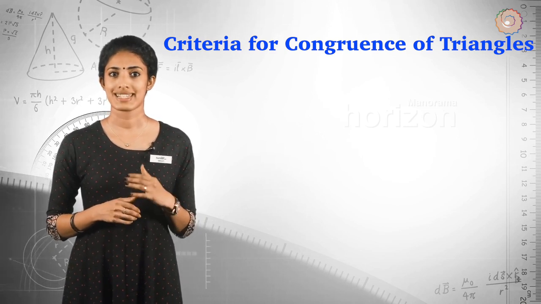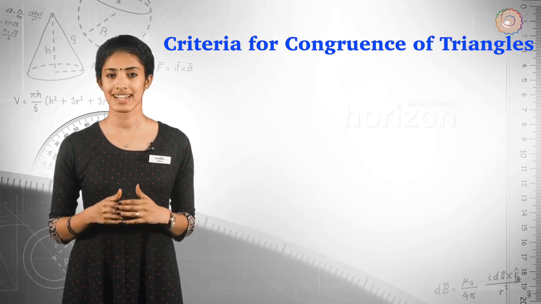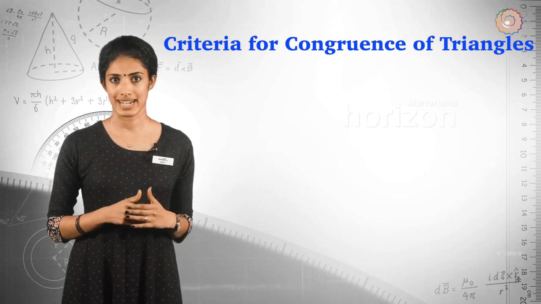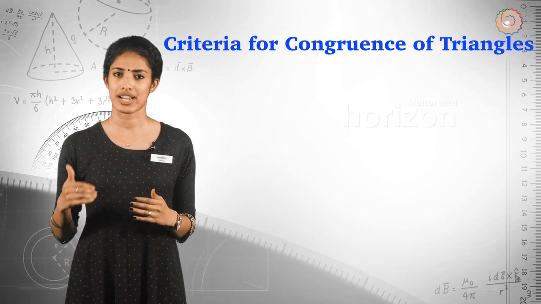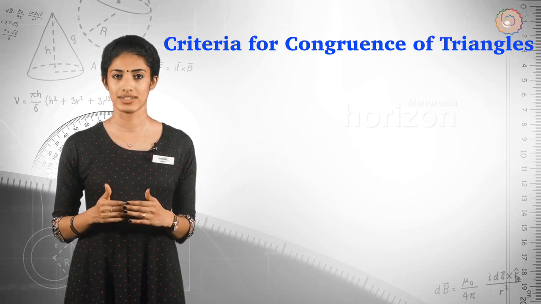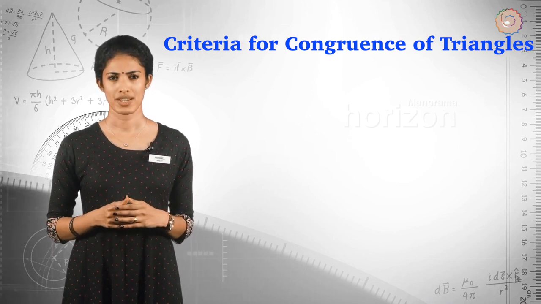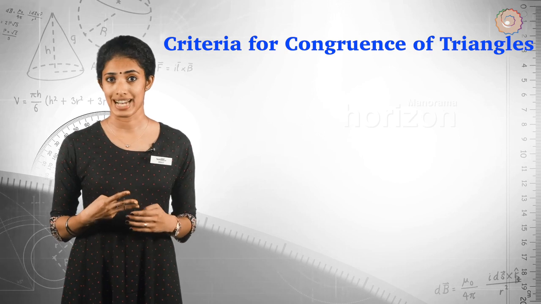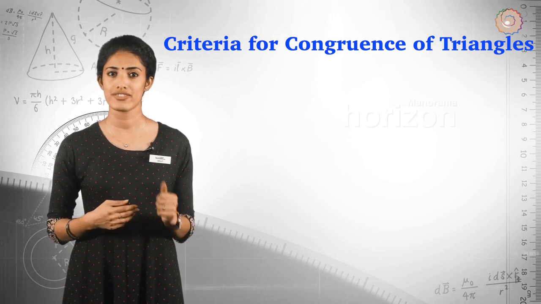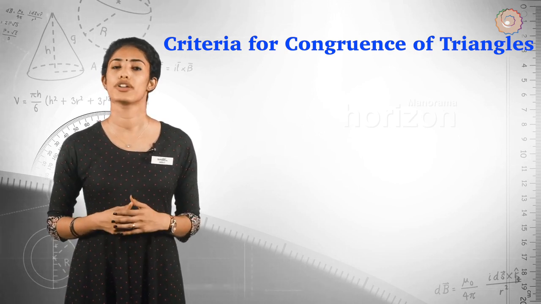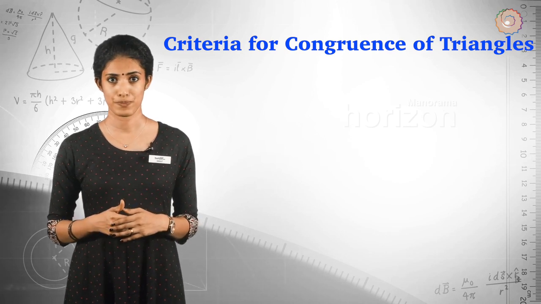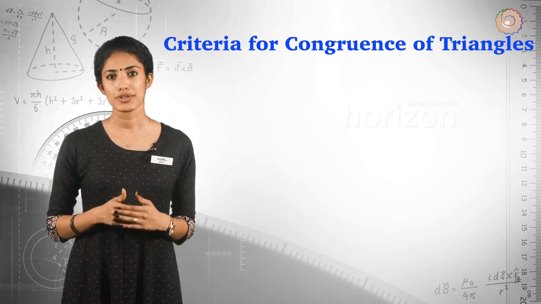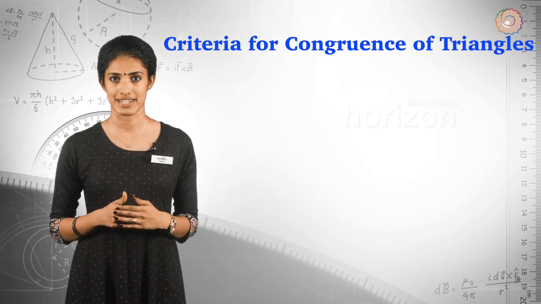As you know, there are 6 parameters or dimensions in a triangle, that is 3 sides and 3 angles. You need not always check all the 6 elements to see whether they are equal or not. We just need to check only 3 elements to conclude whether the given 2 triangles are congruent or not. But it cannot be any 3 elements. So let us see what combinations satisfy the criteria.